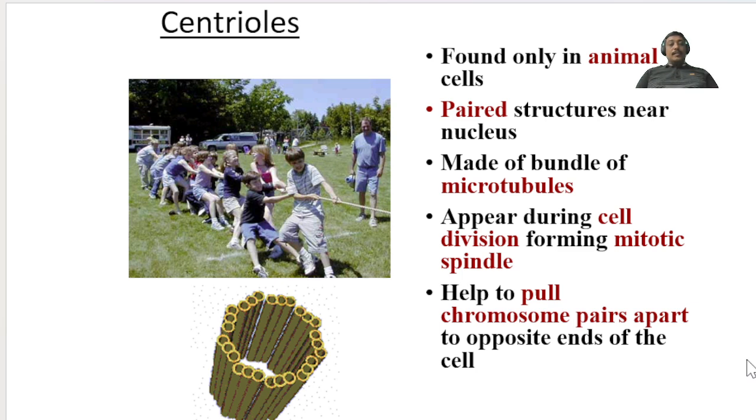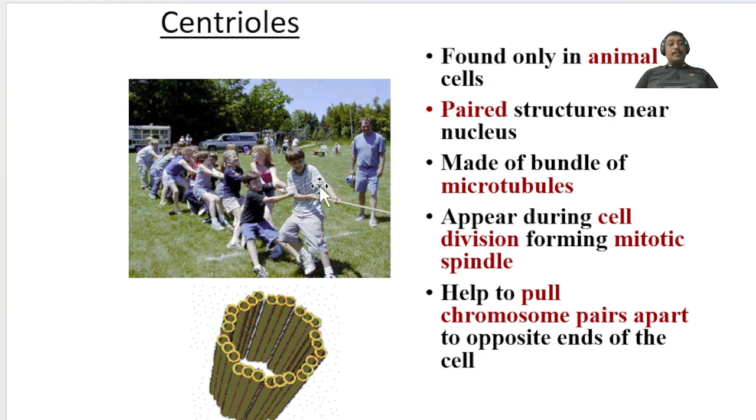The next organelle is centrioles, which are found exclusively in animal cells. It's a rod-like structure found near the nucleus, and it is made up of microtubules. In the previous section, when we discussed the cytoskeleton, I showed you a microtubule. This is how a microtubule looks, which is made up of the tubulin protein.